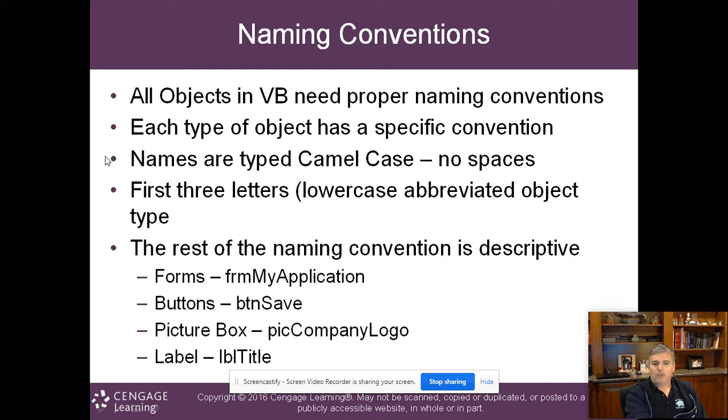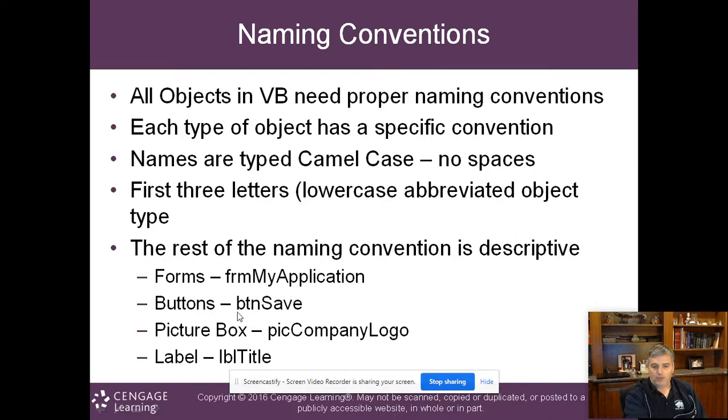Each type of object has a specific naming convention. Names are typed in camel case, and we don't use spaces in any of our object names. The first 3 letters of your naming convention are the lowercase abbreviated object type. So for a form, you're going to start with lowercase frm. And so this one is just called my application. But for the latte selection, you might call it latte selection.